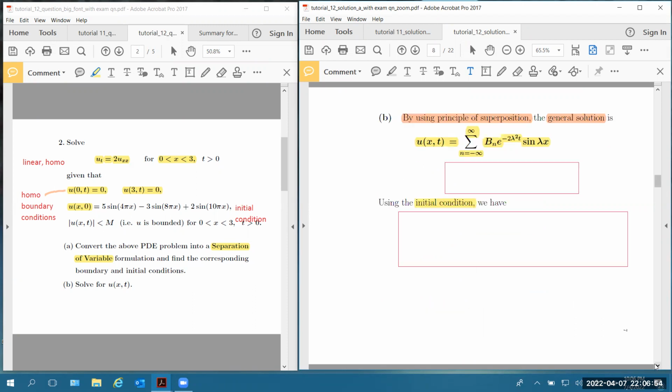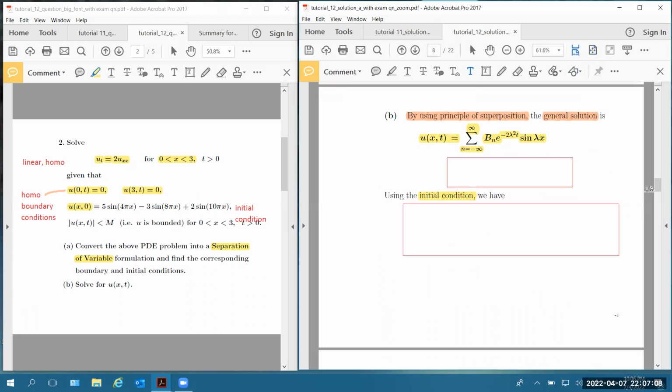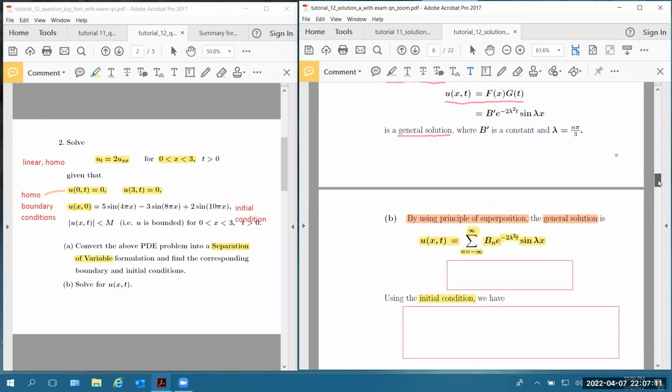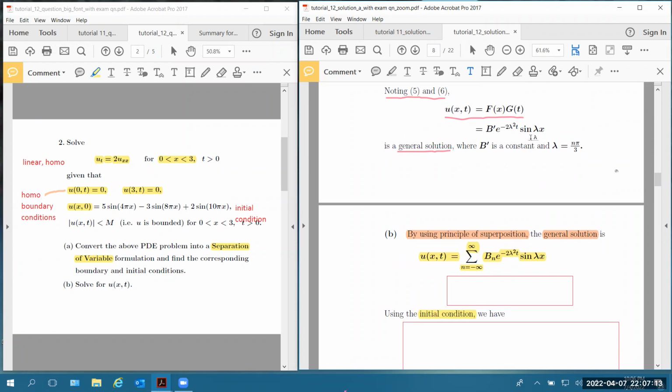All right. So this is what we are going to do next. So we say this is a superposition. So the general solution there is like that. Let me change it so that you can see both. So this thing here, I'm going to sum over n from minus infinity to infinity. And this will be the general solution. Of course this one is even more general.